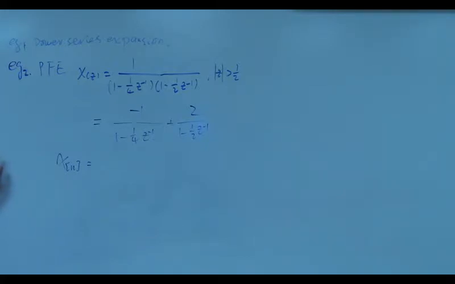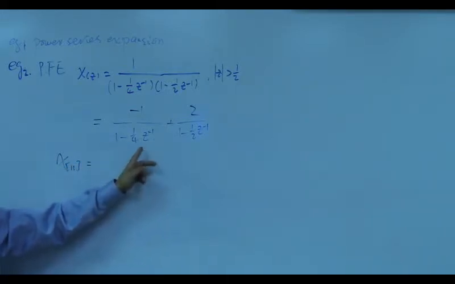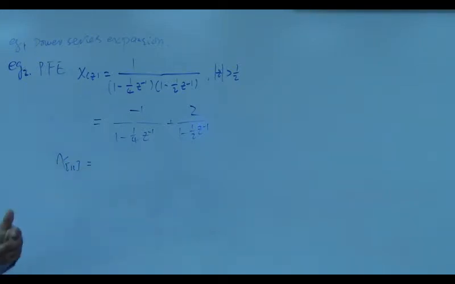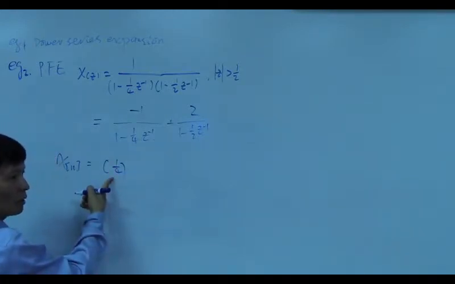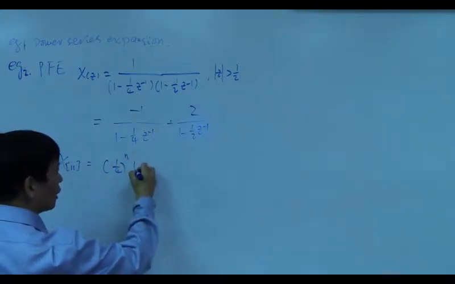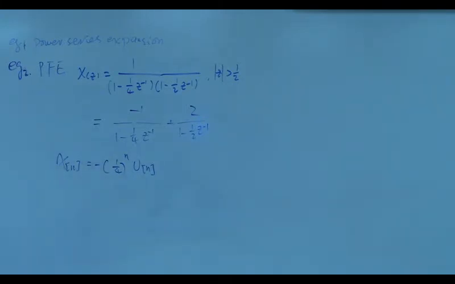So that means the signal is a right-sided signal. Now, anyone still remember the common pairs of Z transform? What is this? 1 minus a z to the negative 1. So it looks like this is exponential, right? So that one must be a to the n u[n]. So that one will be a quarter. This is a, right? And n and u[n], and there's a negative in the front.